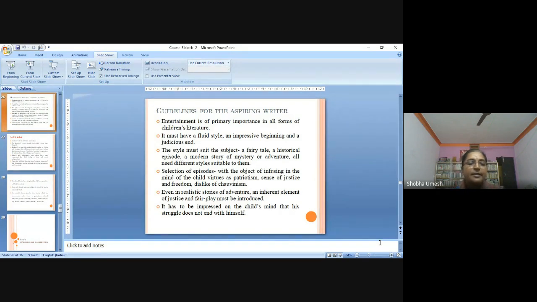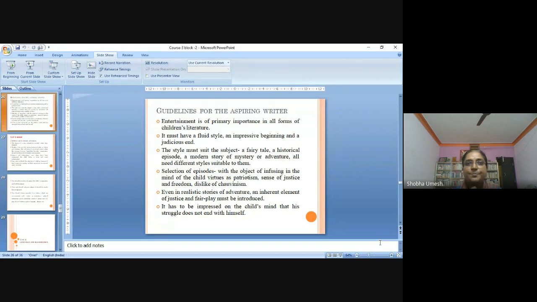So the next thing is the selection of episode. The selection of episode is very important, because the object is infusing in the mind of the child virtues such as patriotism, sense of justice and freedom, and dislike of chauvinism. See, all these are very important because they will be infused in the mind of the child. So if you want to teach them patriotism or nationalism, you have to build that spirit in the story. What is patriotism? What is nationalism?